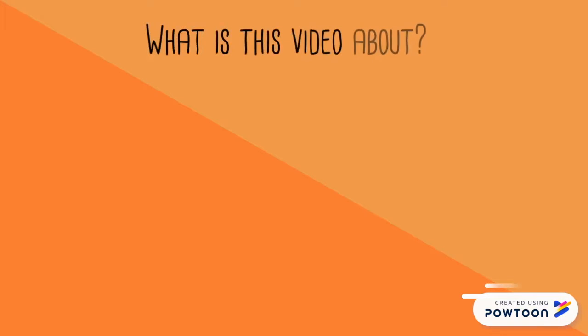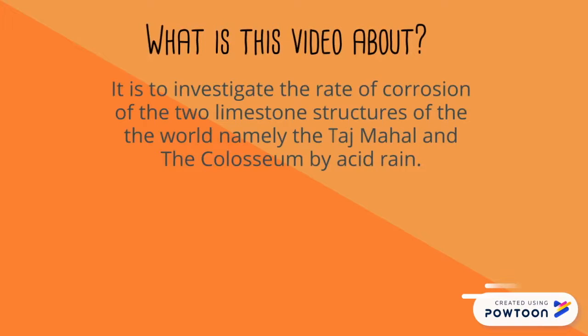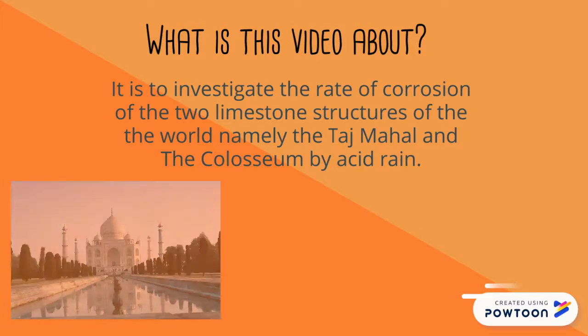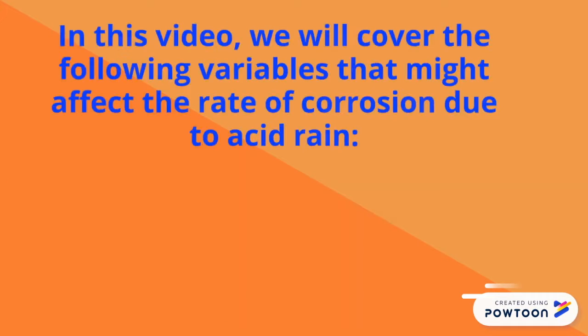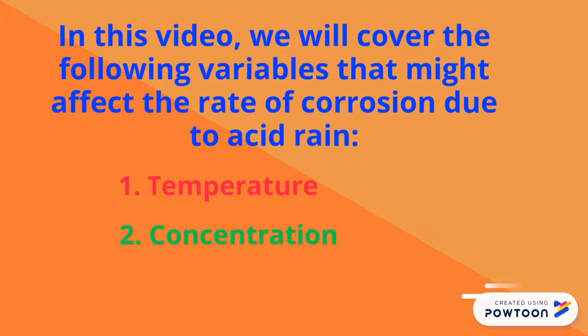So what is this video about? It is to investigate the rate of corrosion of the two limestone structures of the world, namely the Taj Mahal and the Colosseum, by acid rain. In this video, we will cover the following variables that might affect the rate of corrosion due to acid rain. Number 1, temperature. Number 2, concentration. And number 3, surface area.